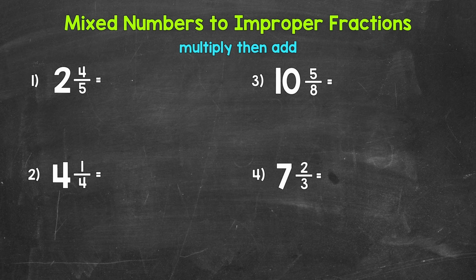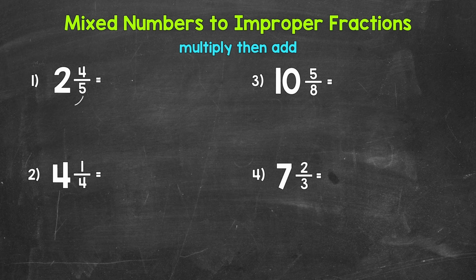Here's our section on converting mixed numbers to improper fractions. Let's jump into number 1, where we have 2 and 4/5. So we need to write this mixed number as an improper fraction. All we need to do here is multiply and then add. We start at the bottom, multiply, then add. So we do 5 times 2 and then add 4.